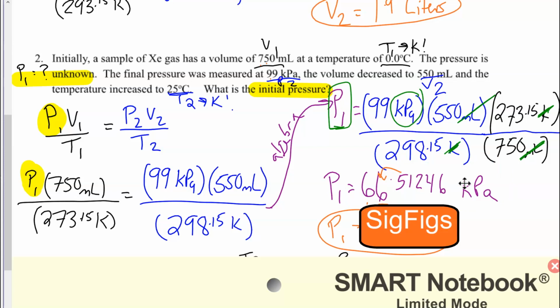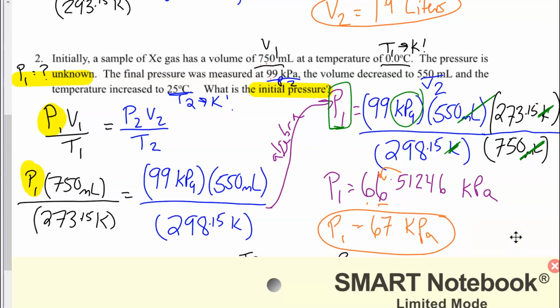Too precise. How many sig figs do we want? 2 sig figs here. That 0 is a placeholder. Don't worry about the sig figs here; technically, we had more than enough, like 4. So we're going to go to those 2 sig figs. So 1, 2, look to the right, the 5, we'll round the 6 up. Our final answer is 67 kPa.